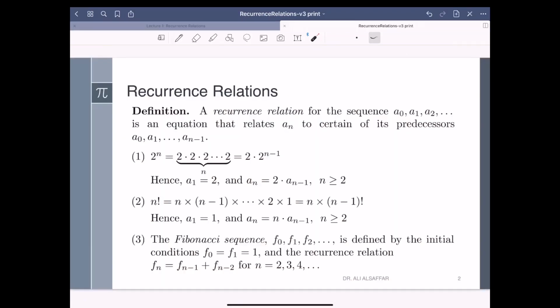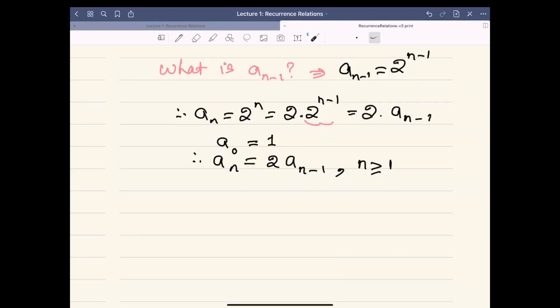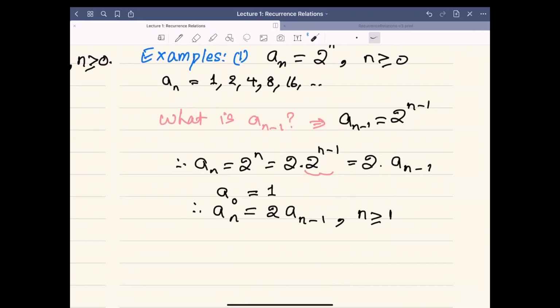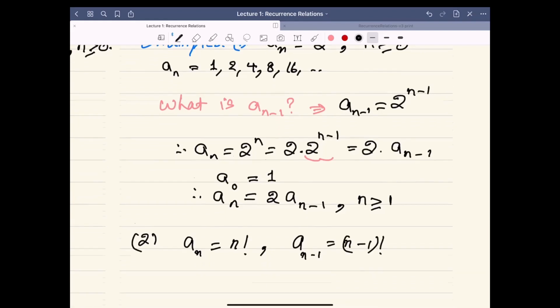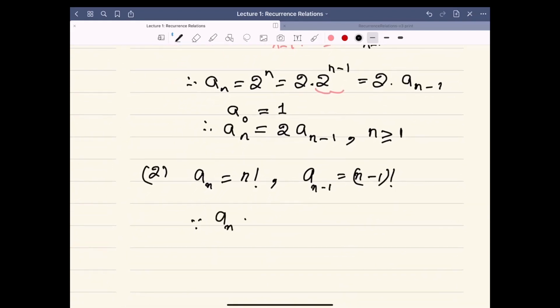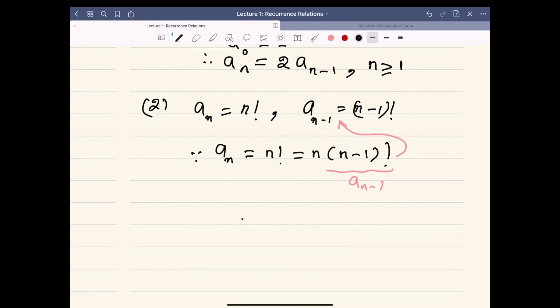If you go to the next example, it is for factorial. Now for factorial, the second example, if we label the factorial as an, what will be an minus 1? It will be n minus 1 factorial. So we start by defining an, since an is equal to n factorial, and we all know that n factorial is equal to n multiplied by n minus 1 factorial. But n minus 1 factorial is the value of an minus 1. So you can simply replace it, and this is the value of an.